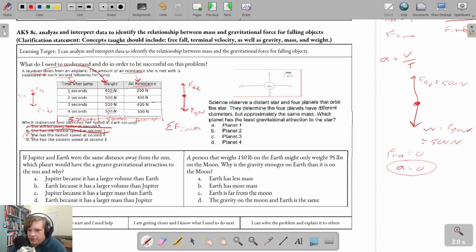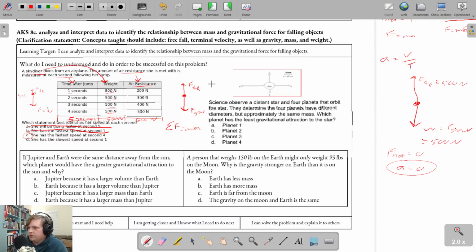Okay, the force of air resistance is increasing, so you slow down, right? No. You just lower your acceleration. Acceleration and velocity are not the same thing. Okay, if we have time, we'll come back and look at this.